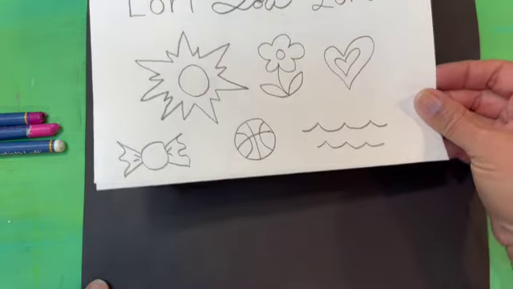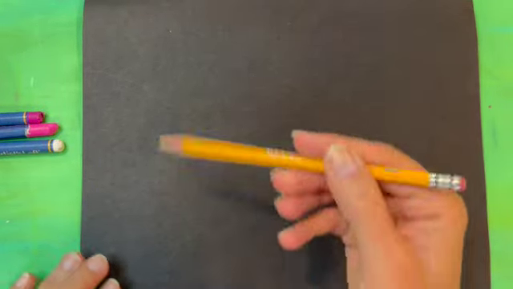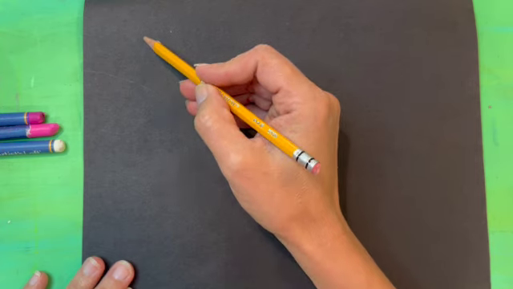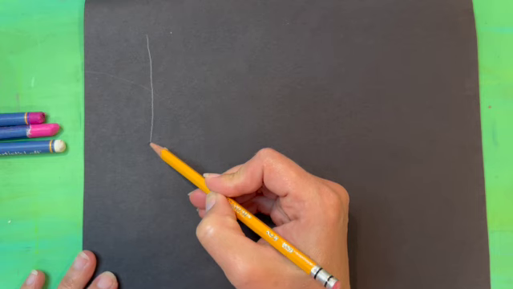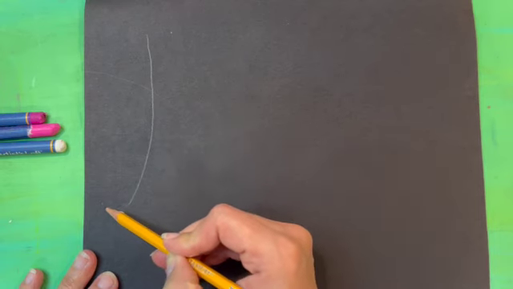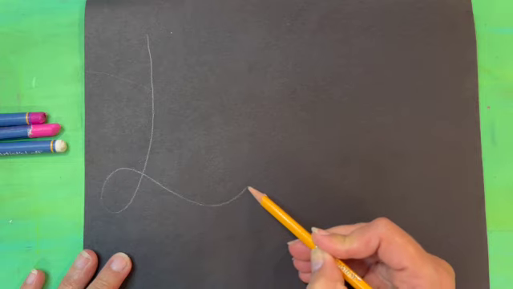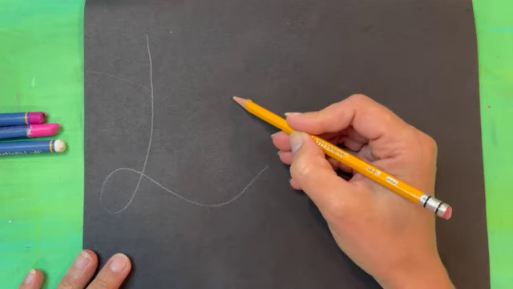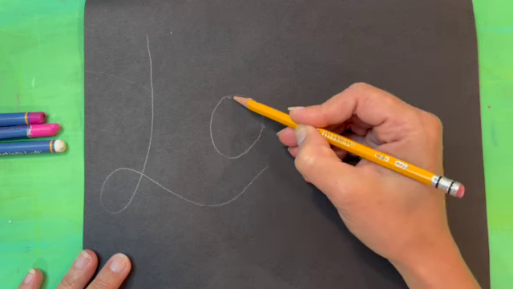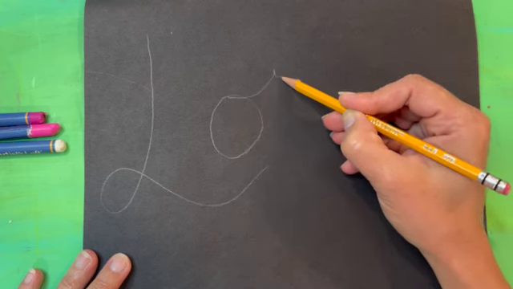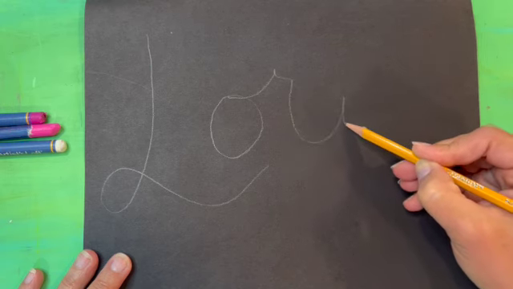I'm going to go ahead and put this aside, and now I'm going to work on my actual black paper. And I'm going to start with pencil so that I can erase if I need to. But I'm going to start with my name, and the thing is that you want to make your name big. So I'm really trying to use up the space of my paper. I'm trying to keep my letters nice and big and fat because that will make it a lot easier to get that neon glow effect.